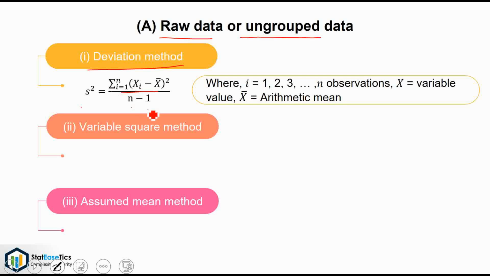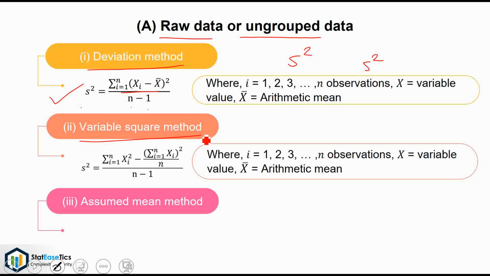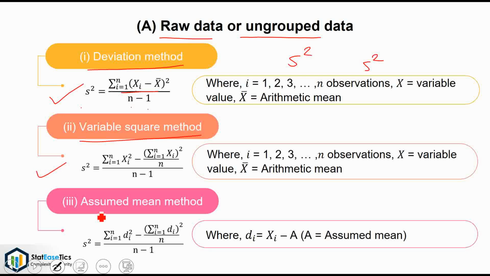Yes, you guessed it correct. It is similar to the formula of standard deviation because we know that variance is the square of standard deviation. Hence, squaring the formula of standard deviation, we get the formula of variance. So, here we just need to remove the root sign in the formula of standard deviation. Similarly, for the variable square method also, we have to square the formula of standard deviation, thus removing the root sign will give the formula of variance. Similarly, for the assumed mean method.